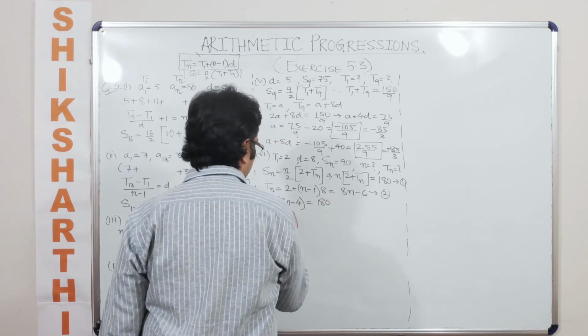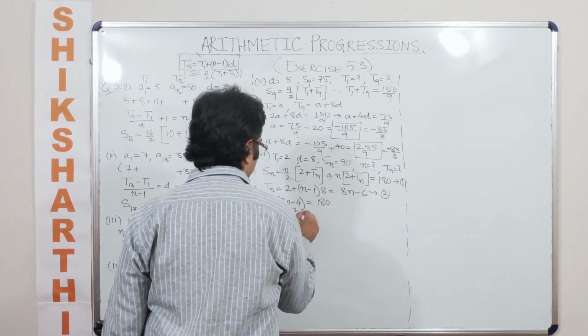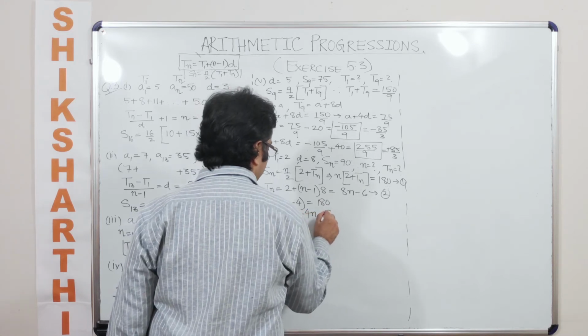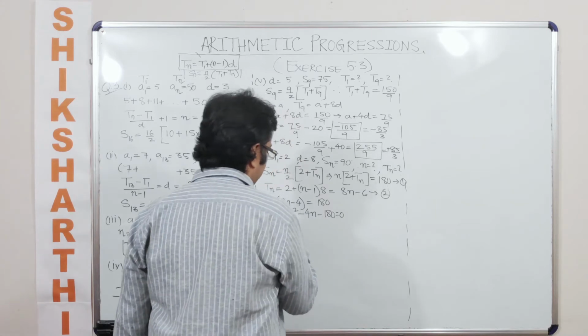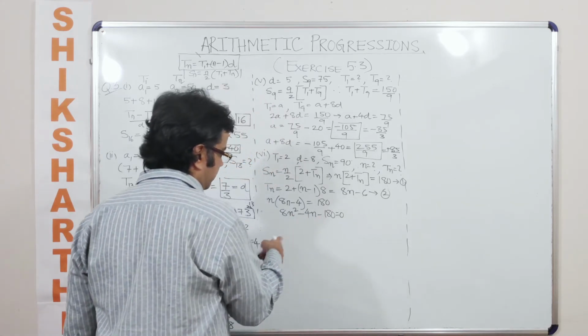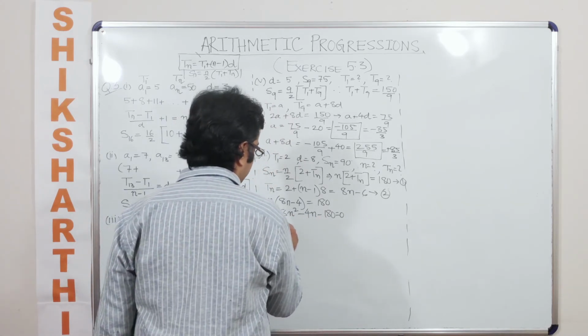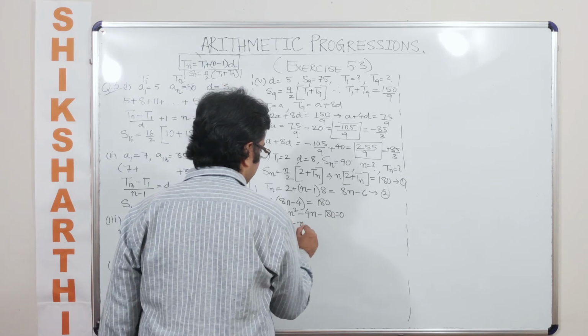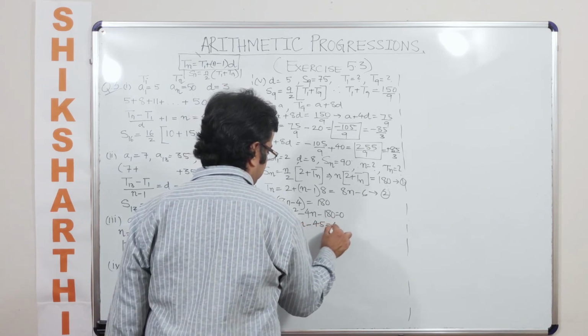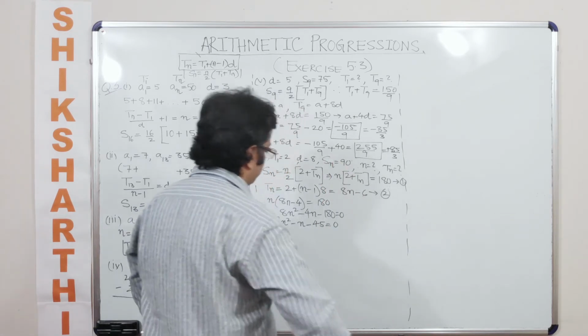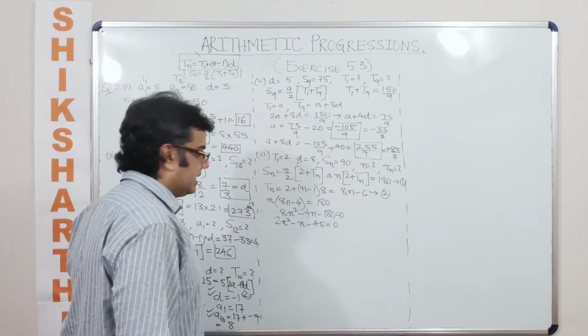So we get a kind of quadratic equation, which is 8n square minus 4n minus 180 is equal to 0. Further we can reduce this, and can we divide it by 4? We can. So we'll say that this is 2n square minus n minus 45 is equal to 0 is what we can say from here.